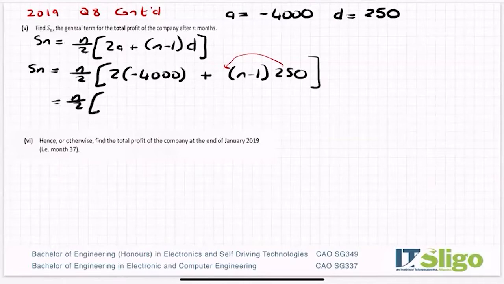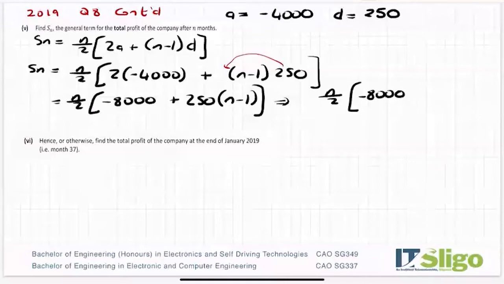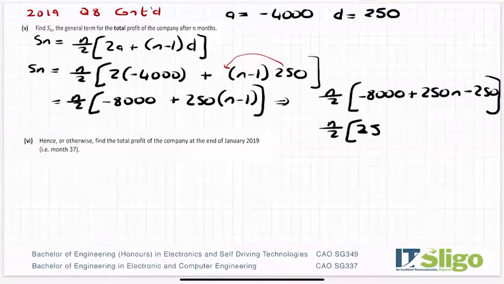n over 2, 2 times minus 4,000 is minus 8,000 plus 250 times n minus 1. That gives me n over 2 times minus 8,000 plus 250n minus 250. Or n over 2, I'll put the 250n in first this time, minus 8250. Perfectly fine to leave it like that, or you can also multiply this in.